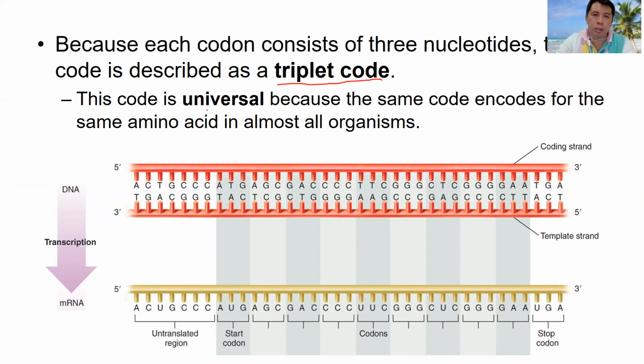And this code is universal. Universal means the same code encodes for the same amino acids in almost all organisms. Not all, it's almost only. So for example, plants and animals, the codon CUU codes for leucine. In other animals, CUU also codes for leucine. In plants, it also codes for leucine. In bacteria, it also codes for leucine. Same. So that's why we call this genetic code universal.